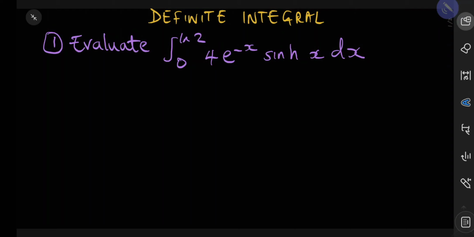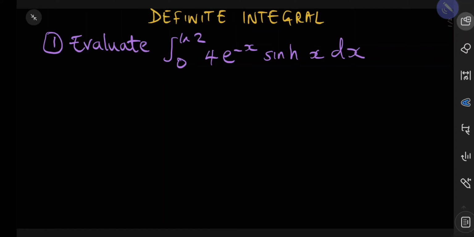Today we're going to be looking at definite integrals, and we'll be using some examples to explore this topic. So first off, let's start with this example. We want to evaluate this integral, and to solve this we're going to start by first removing the constant.